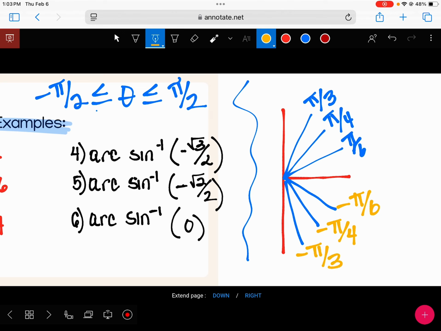So when you're giving me answers in quadrant 4, these are how you have to present that answer. Okay? So the angle in quadrant 4 that has a sine value of negative root 3 over 2 is 5 pi over 3, but the answer we're looking for when you take your test is negative pi over 3. All right, take a minute and see if you can figure out what the correct answer would be for number 5. So what angle has a sine value of negative root 2 over 2?